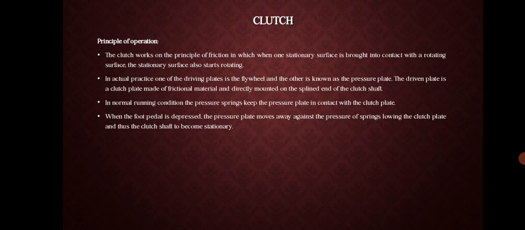Principle of operation of clutch. The clutch works on the principle of friction, in which when one stationary surface is brought in contact with a rotating surface, the stationary surface also starts rotating. In actual practice, one of the driving plates is the flywheel and the other is known as the pressure plate. The driven plate is a clutch plate made of frictional material and directly mounted on the splined end of the clutch shaft.